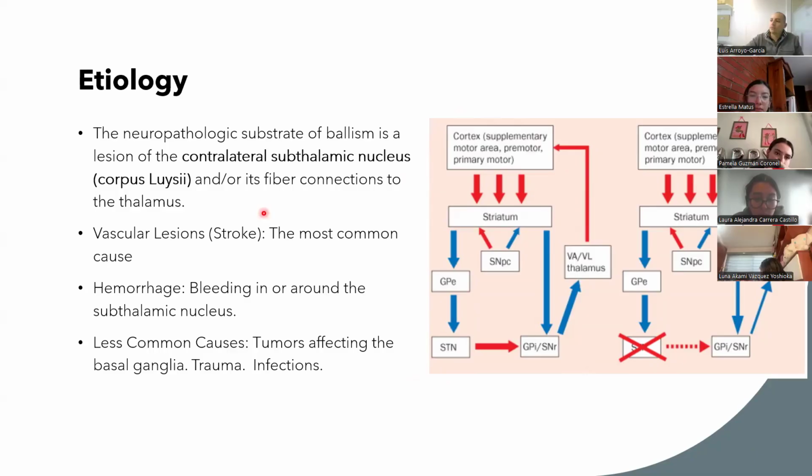diagram, but in this case the lesion, or where we are actually losing the cells, is in the contralateral subthalamic nuclei here, right? So we have it here. We get rid of this nuclei, and this happens because of a stroke, hemorrhage, tumors, trauma, infections, etc. Who can tell me? Who can explain this again?